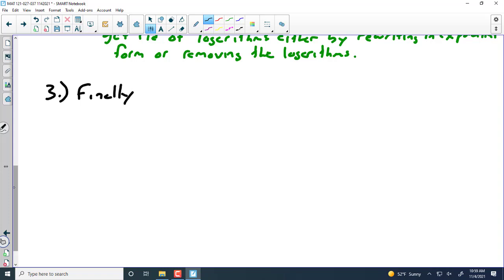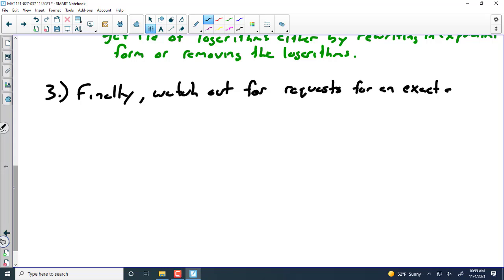Finally, watch out for requests for an exact answer. Every now and then, you will do a problem where it does not ask for a decimal approximation, it wants an exact answer. Here's an example.